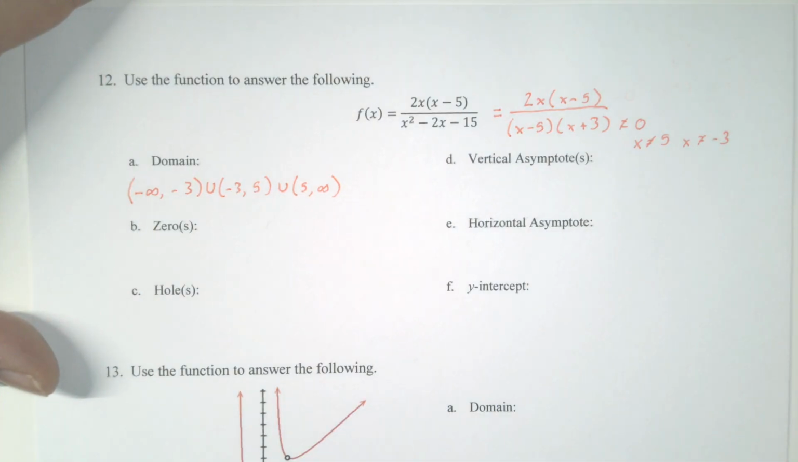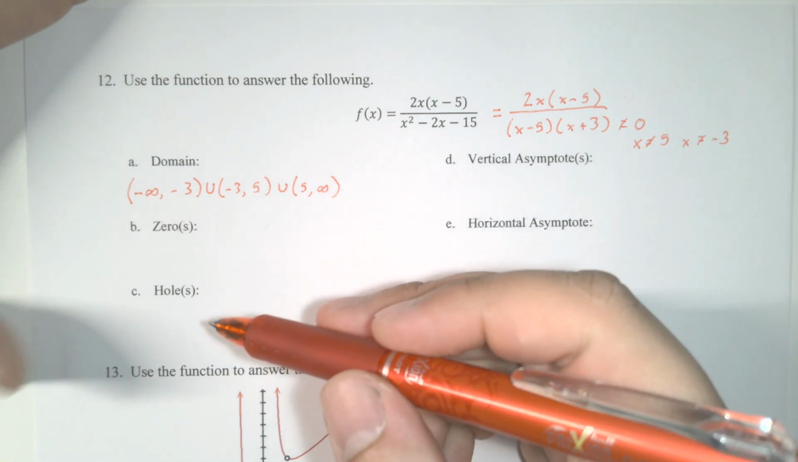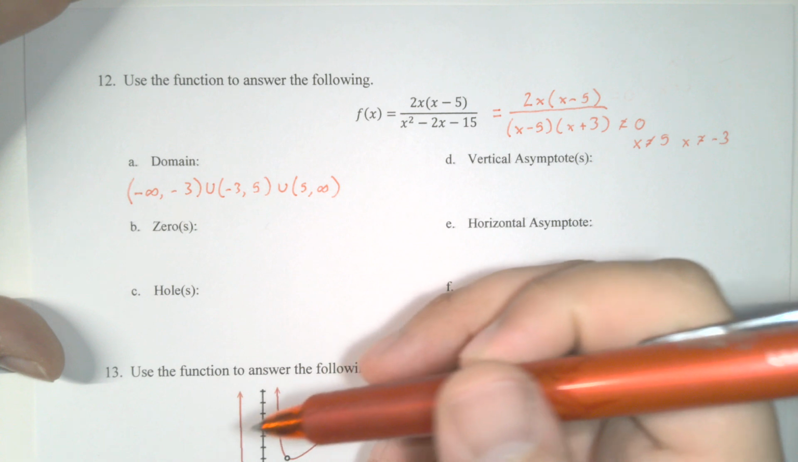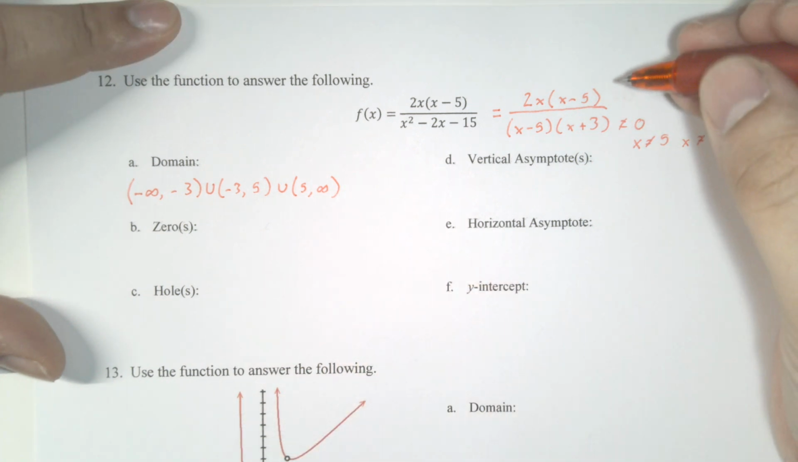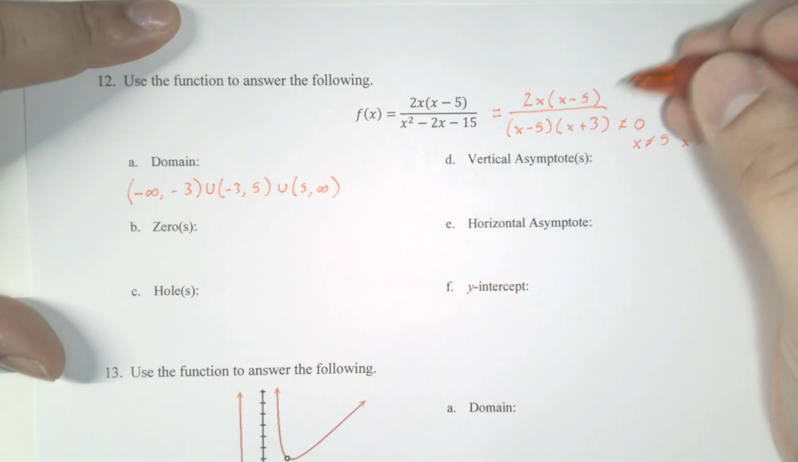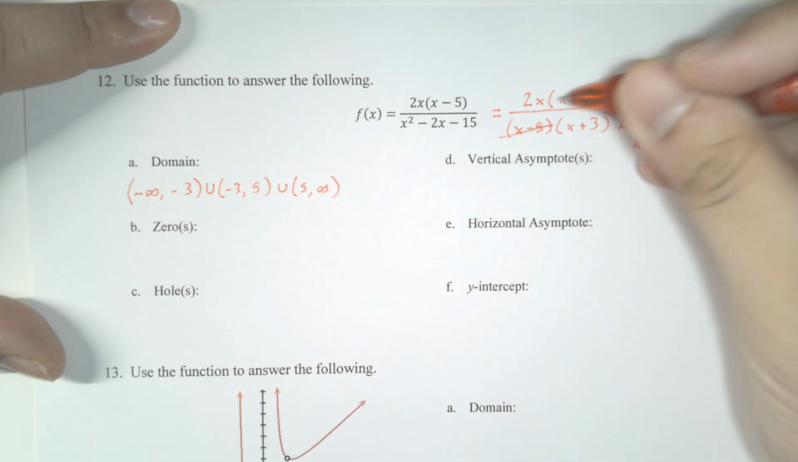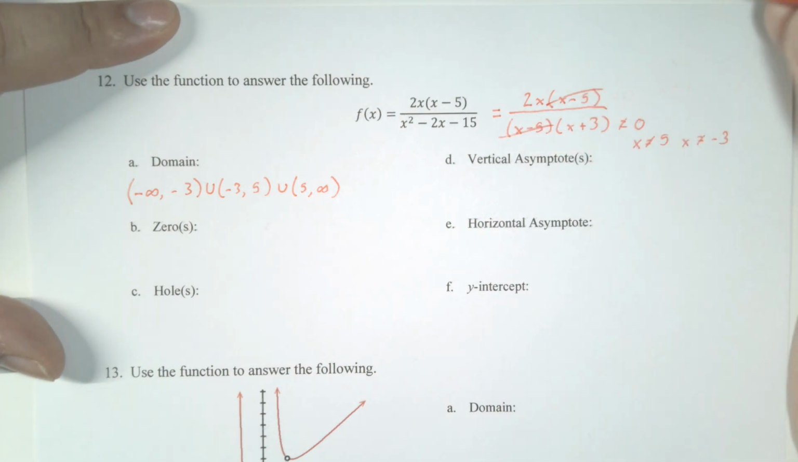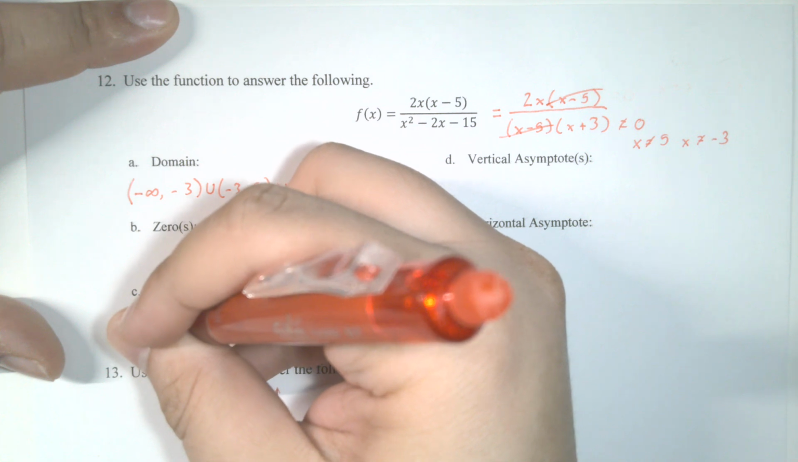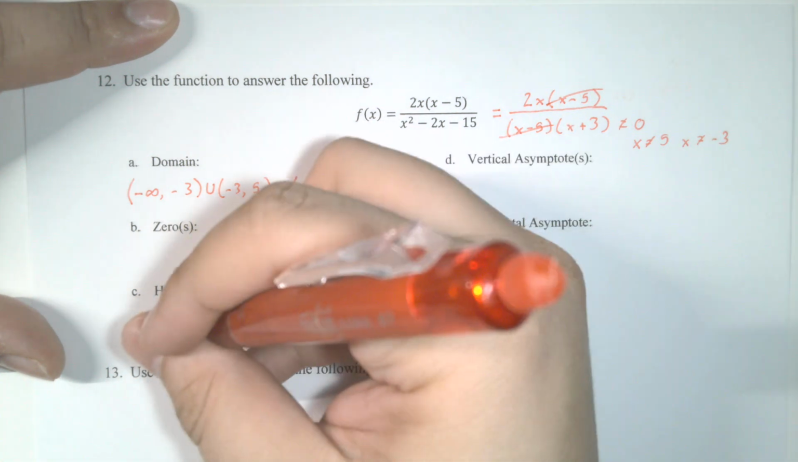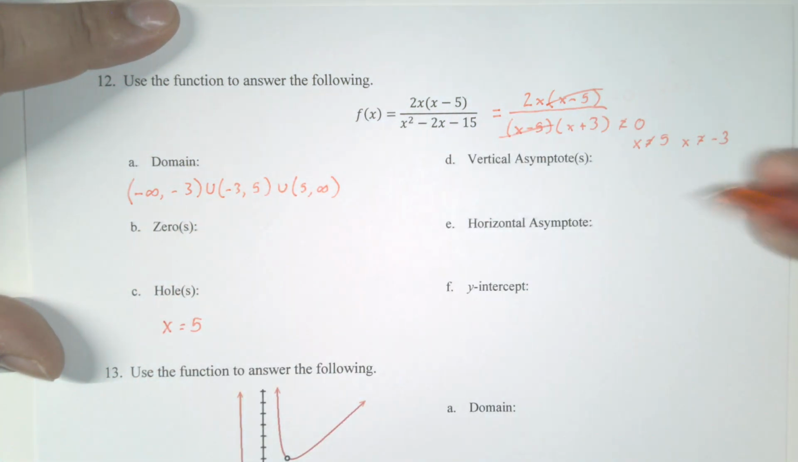Okay, so next we have to find the zeros of the function. However, before we can determine what the zeros are, we need to know where the holes are so that we know if anything is going to cancel out. So if we look at where the holes are, we got to find the common factors. x minus 5 would cancel out, so we have a hole at x equals positive 5. So where x minus 5 is equal to 0.